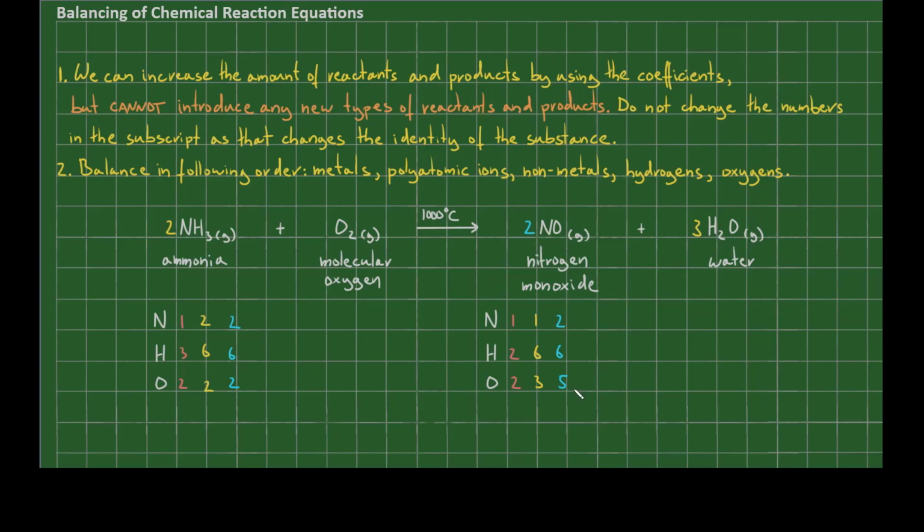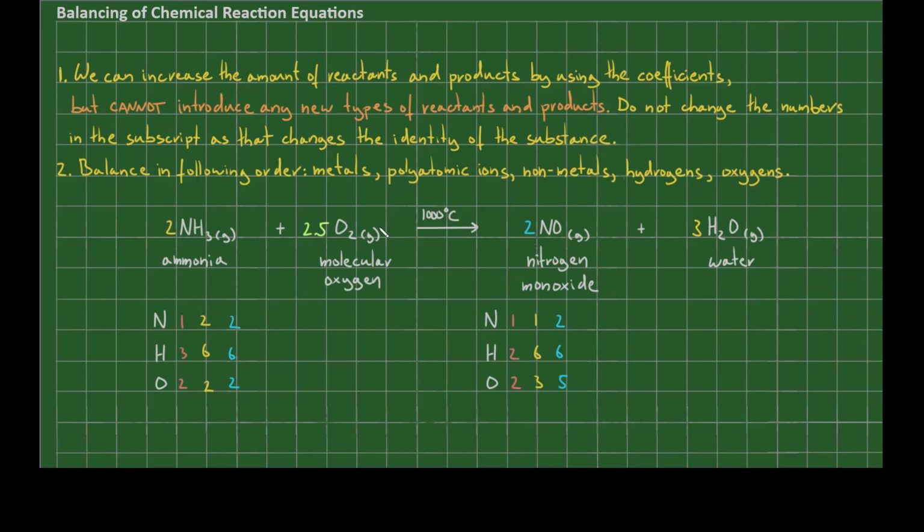We are almost there. We just need to balance the oxygens. The left-hand side, I only have 2 oxygen atoms. But on the product side, I have 5. How do I go from 2 to 5 by using multiplication? In other words, what do I need to multiply 2 by to get to 5? Alternatively, I could say, what do I get if I take 5 and divide it by 2? The answer is 2.5. And I'm going to place that coefficient in front of molecular oxygen.